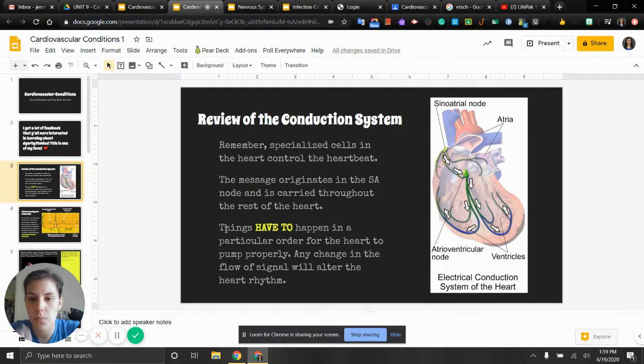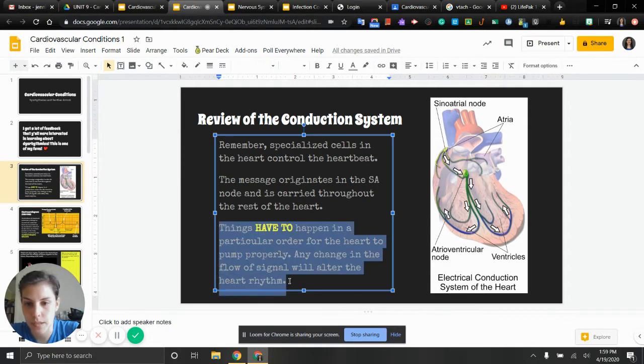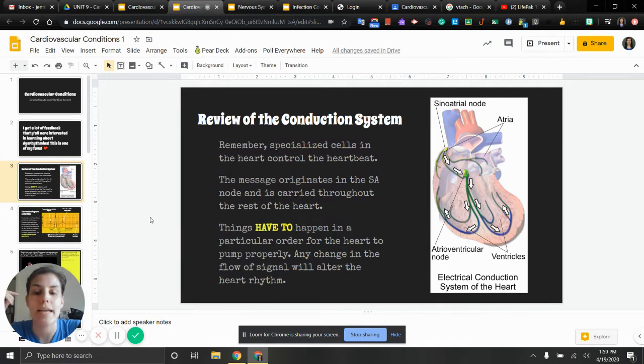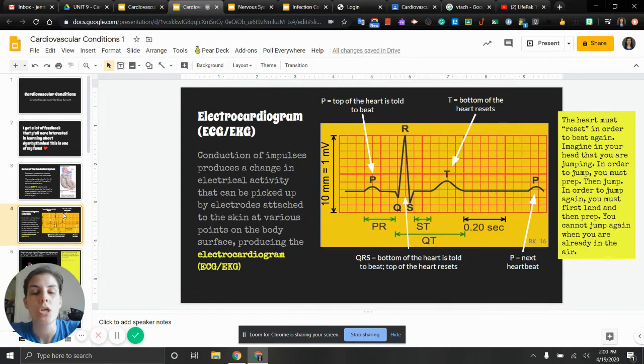So I do want to point out this sentence here that says it has to happen in a particular order in order for the heart to pump correctly. So if you alter or change the speed, or maybe a signal is not able to reach a certain location in the heart, it is going to change how the heart beats. So you definitely need to know that.